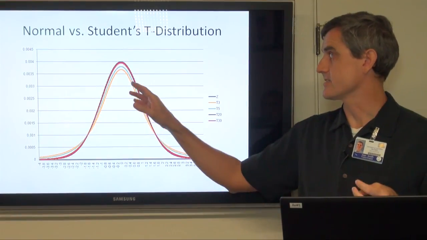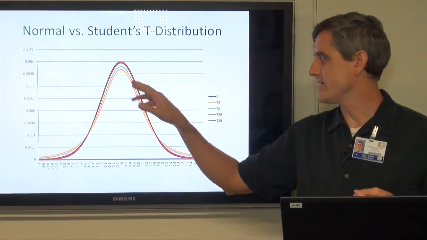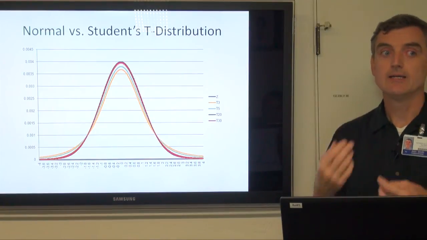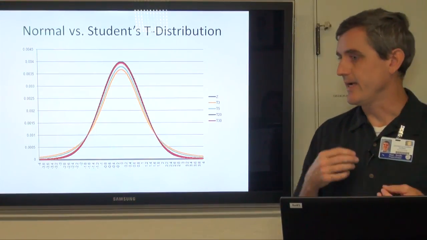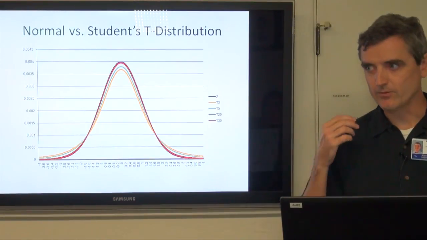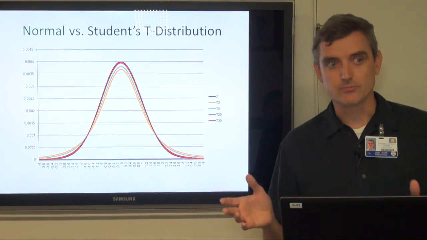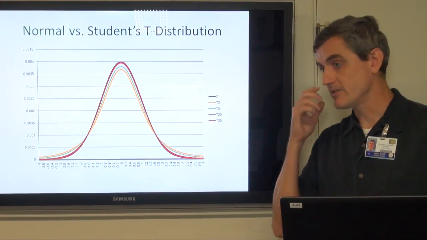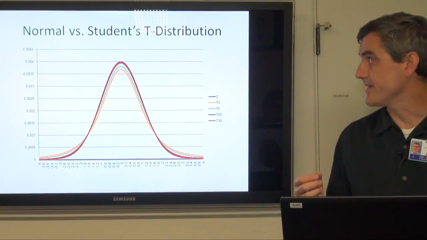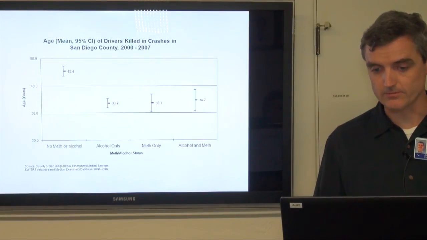And as it gets larger and larger, it approaches that z, that normal distribution. And when you get up to about 30 observations or so, there's very little difference between the student's t-distribution and the normal distribution. But it's important to keep in mind, especially when you have smaller sample sizes, that you may be using a distribution that's a little bit different. That's why for continuous outcomes, generally, the test we use is called a t-test instead of a z-test, because it works for all sample sizes.